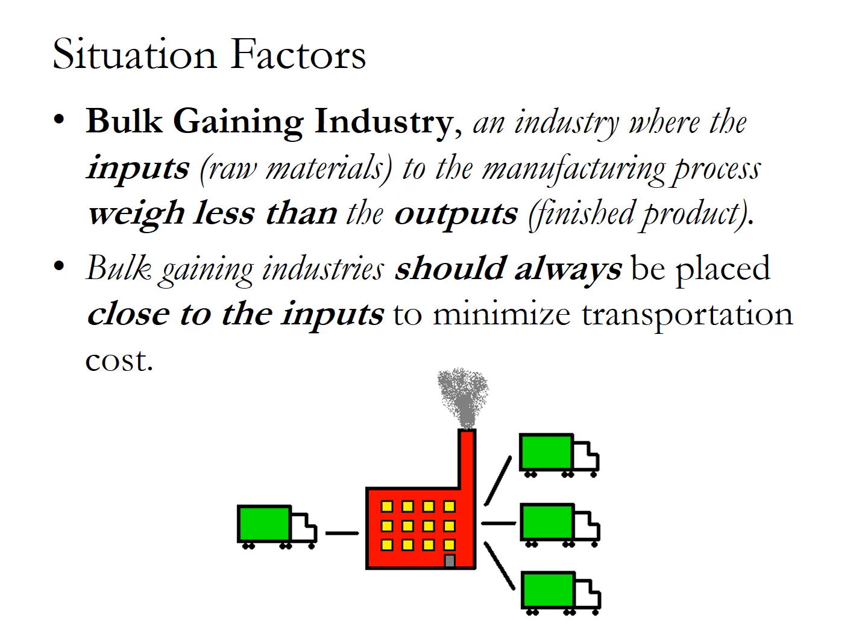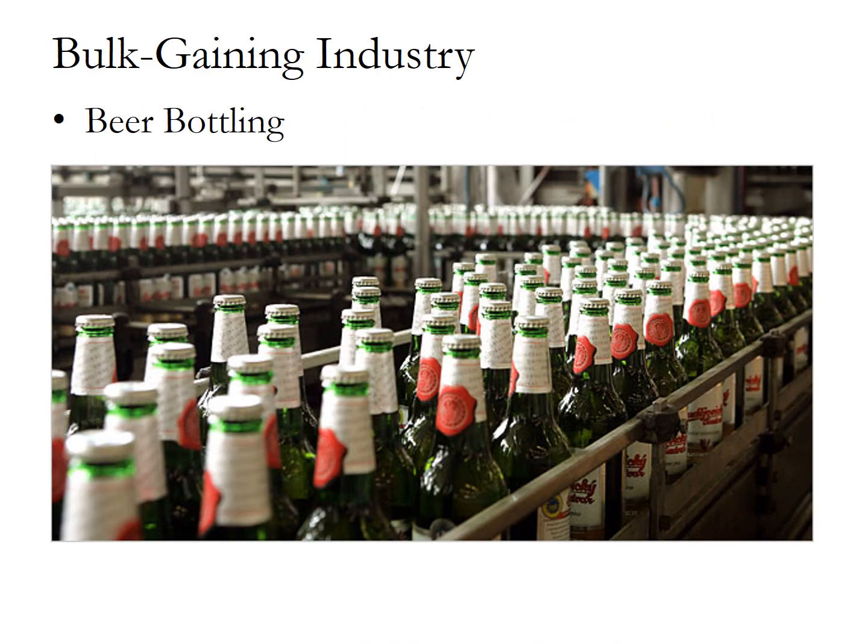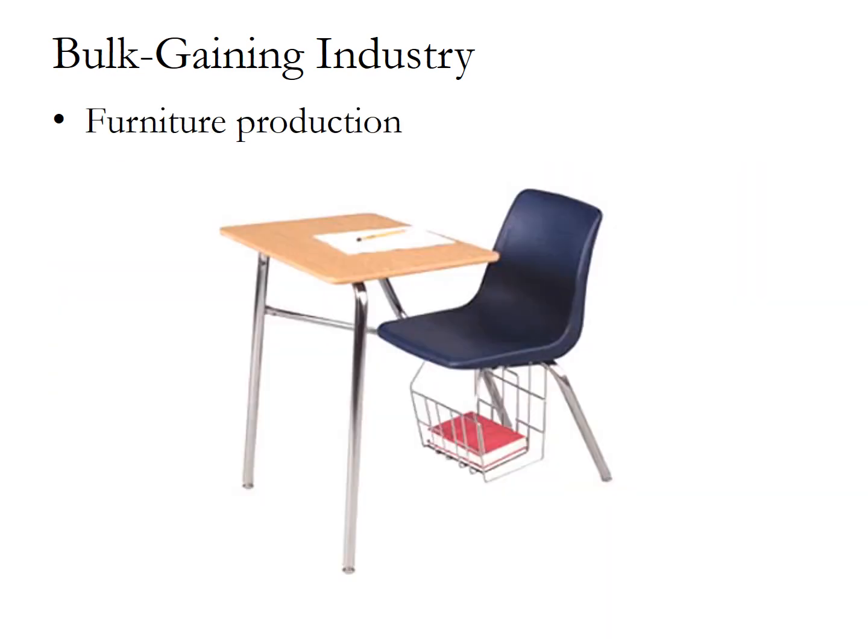So what does this look like? What is some type of product that takes up more space and more weight once it's made? We see this in the beer bottling industry or water bottle. All right, and then we particularly see bulk gaining industry in the furniture production. And I want to use this example because you guys are pretty familiar with desks. So I figure if I explain this to you, it would make a little more sense. If I have 1 truckload of wood, 1 truckload of plastic, and 1 truckload of metal, right? They're each 1 truck, but how many desks would that make? You know what I mean?